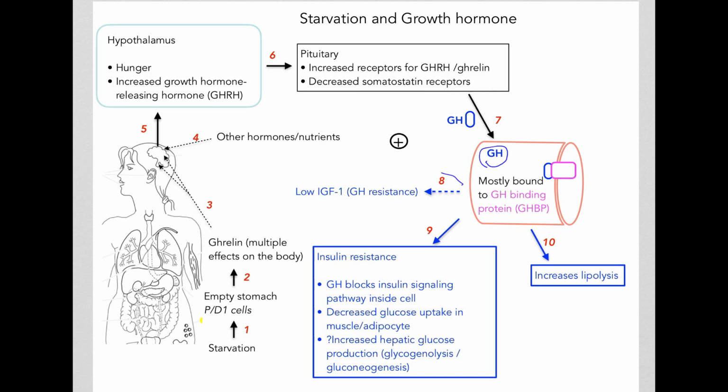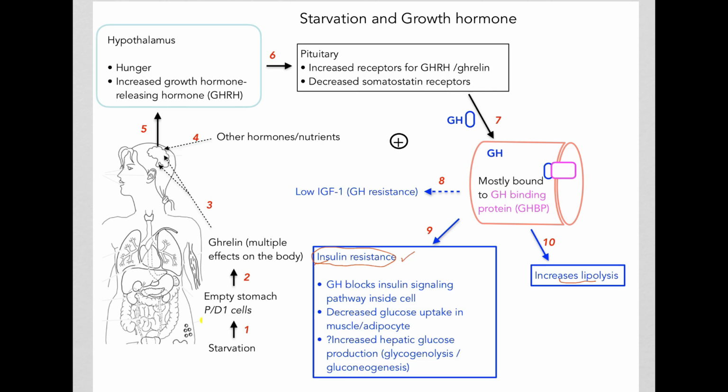Now, one interesting thing that we see during starvation is although growth hormone increases, there is no increase in IGF-1 secretion by the liver. This is called growth hormone resistance. So although under normal circumstances, a GH increase should lead to an increase in IGF-1, we don't see that in starvation. Now, there are two major effects that we know of growth hormone during starvation. One is insulin resistance, and the other is increasing lipolysis.